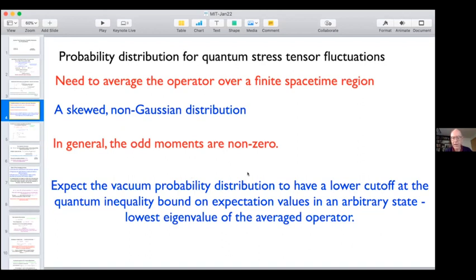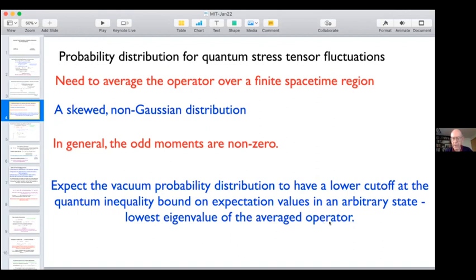There's no cutoff on the positive end. The energy density fluctuations in the vacuum are unbounded above, and as we'll discuss in four dimensions, can possibly be rather large, but there's a lower limit on how negative they can be. And this is essentially the quantum inequality bound on expectation values in an arbitrary state. Mathematically, it's the lowest eigenvalue of the averaged operator.